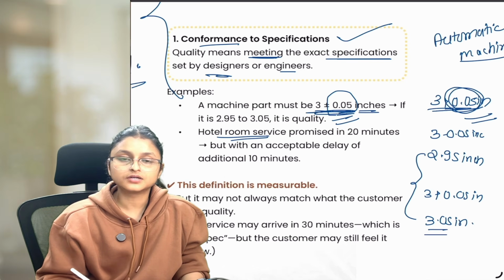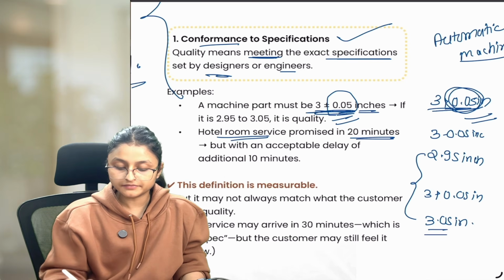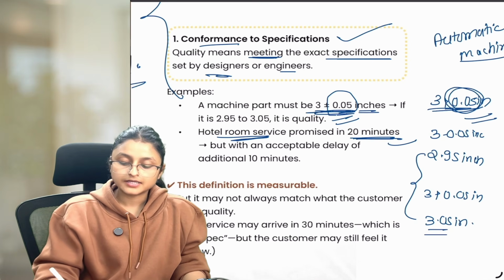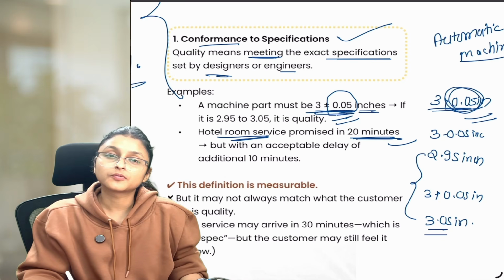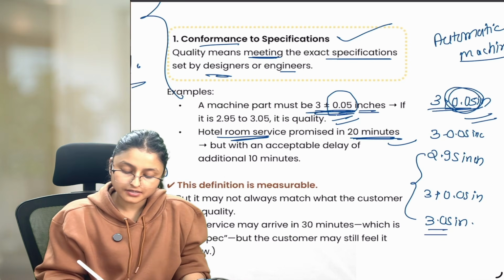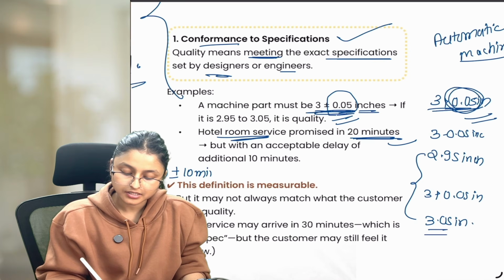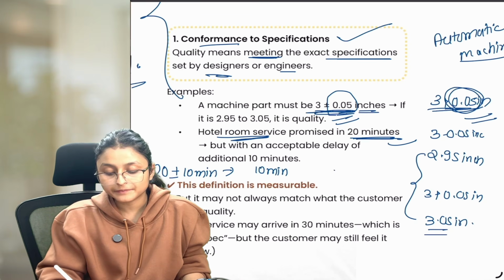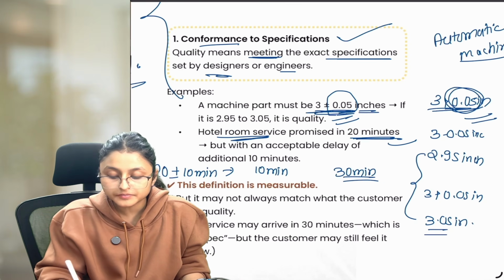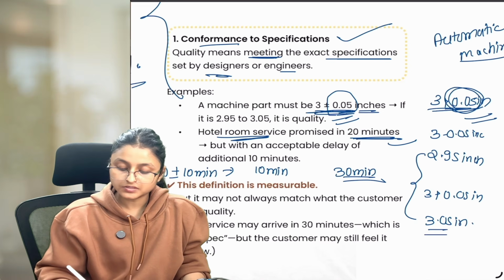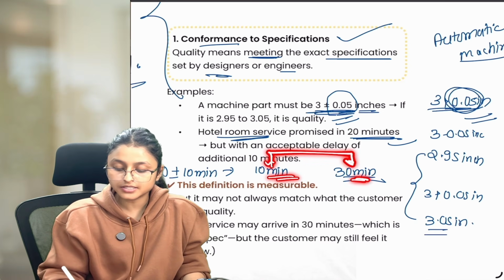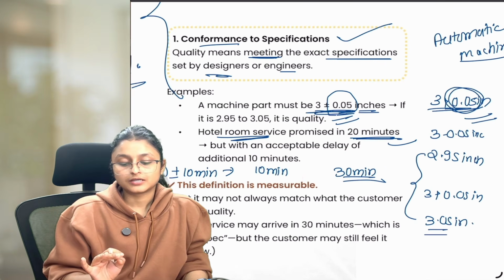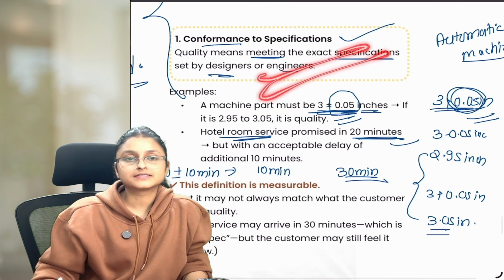Similarly, in hotel room service, they have promised that they will provide service in 20 minutes. But the hotel managers have said that there might be some situations where we are not able to provide the service in 20 minutes. So we have added a tolerance limit of plus minus 10 minutes, which means that the service can be provided in 10 minutes, or sometimes the service is provided in 30 minutes also. But if the service is provided between 10 to 30 minutes, then it will be treated as a quality service in case of hotel room services, from the point of view of the organization.